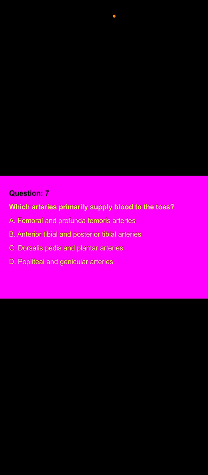Question number 7. Which arteries primarily supply blood to the toes? Femoral and profunda femoris arteries, anterior tibial and posterior tibial arteries, dorsalis pedis and plantar arteries, popliteal and genicular arteries.